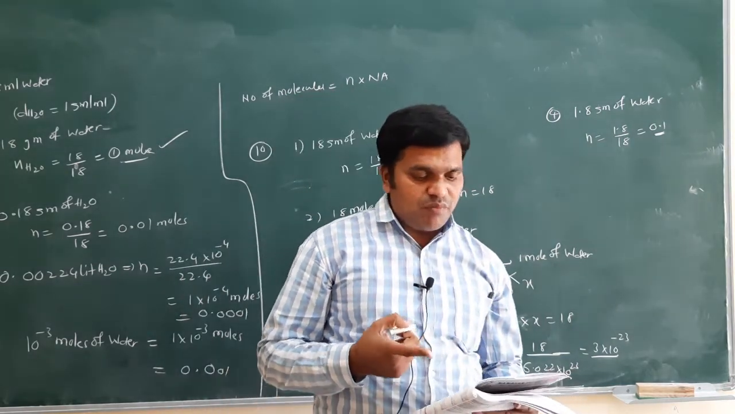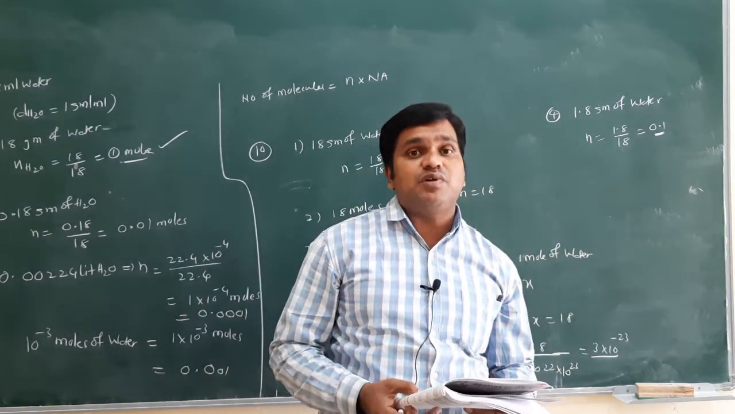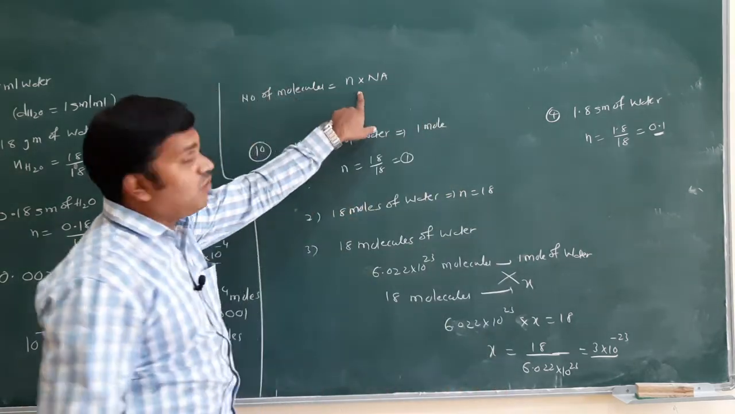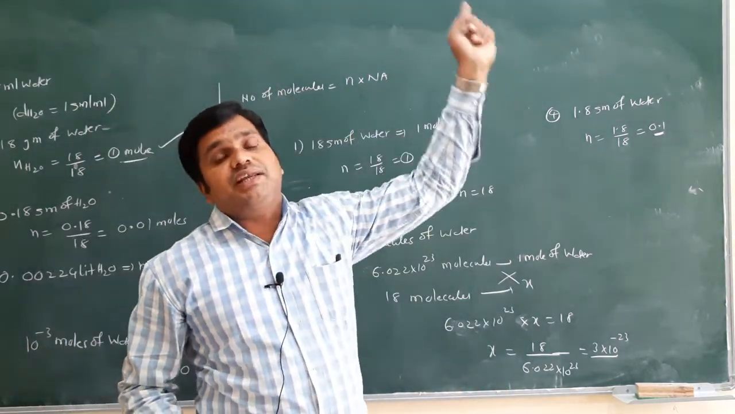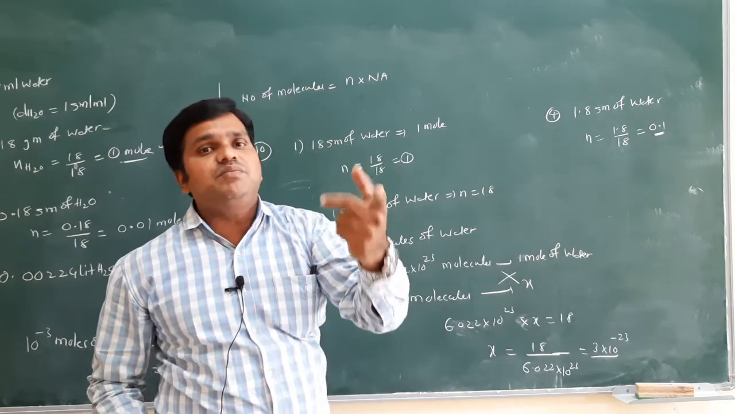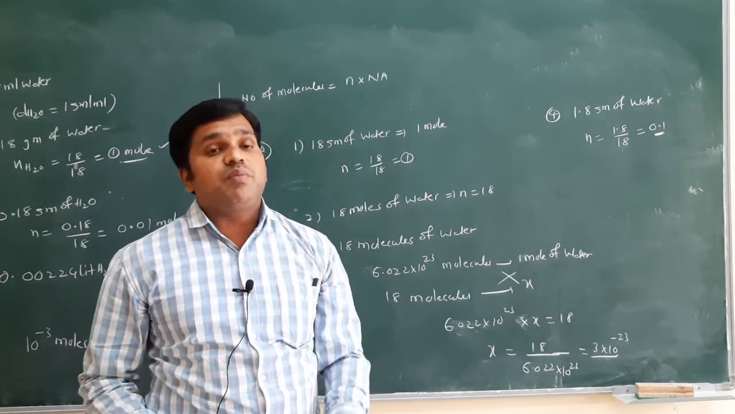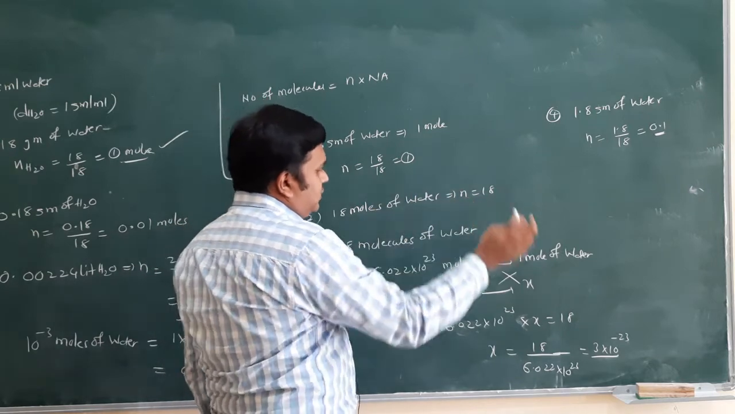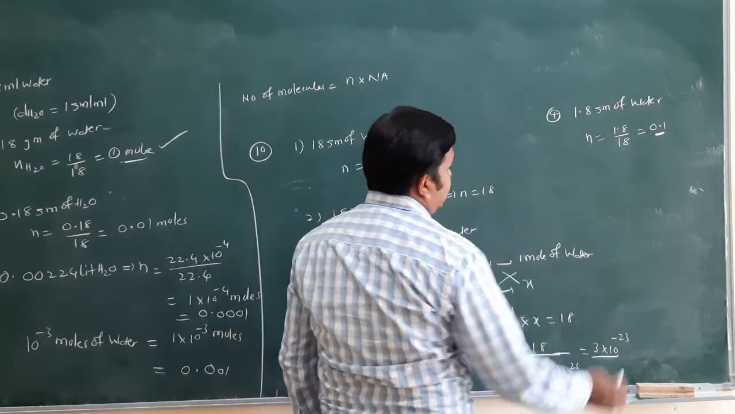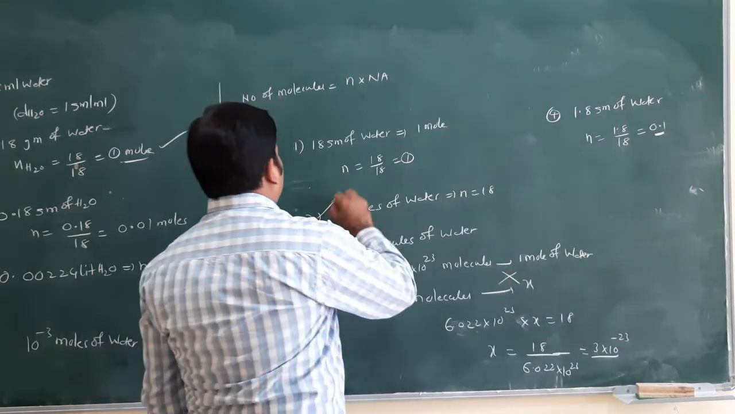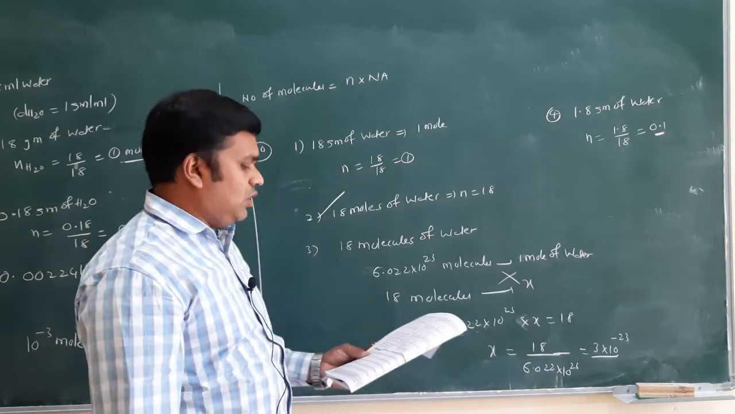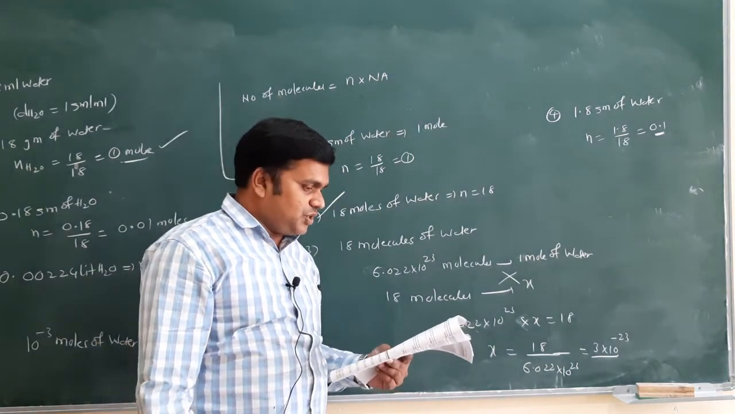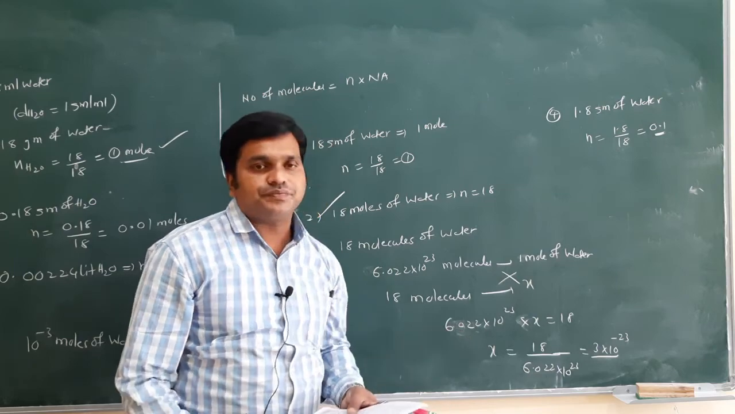Now what is the question here? In which water molecules can be maximum? Number of molecules formula is n into Na. Where the number of moles is maximum, that contains the maximum number of molecules. Where is the number of moles maximum? Here 1, here 18, here 3 into 10 power minus 23, here 0.1. So what is your answer here? 18 moles of water, that is option 2 for this question.